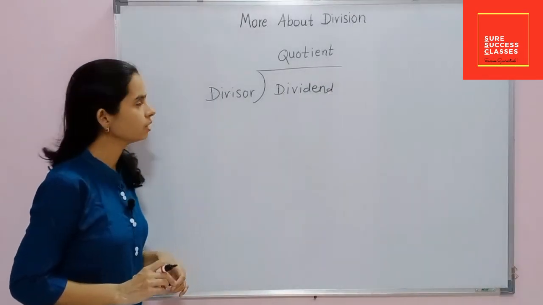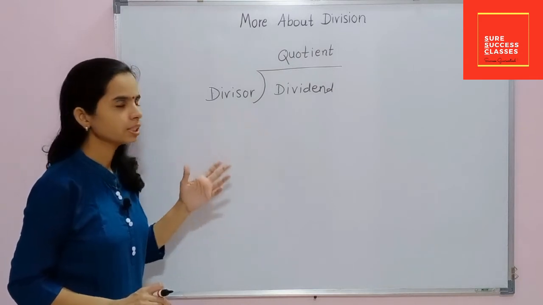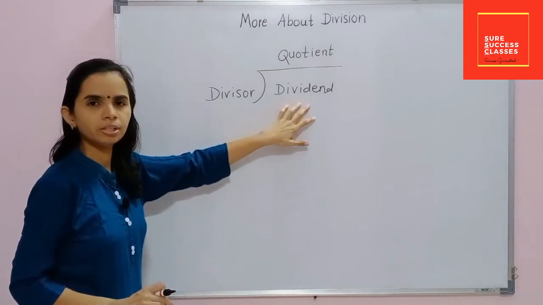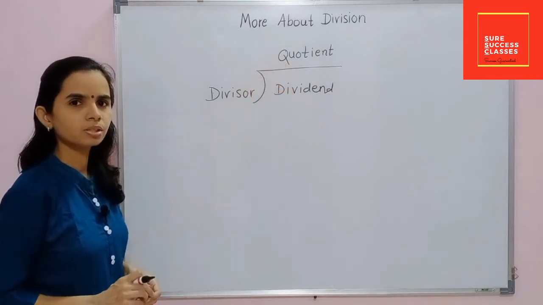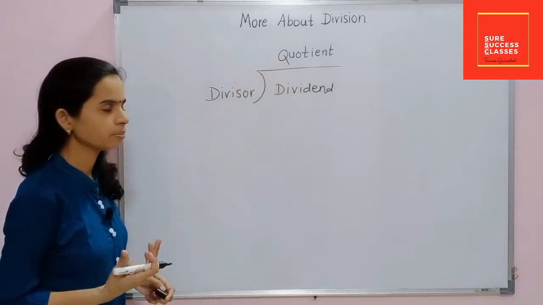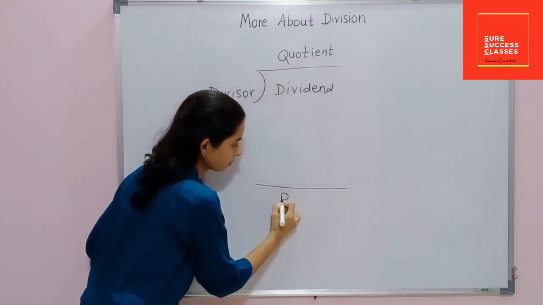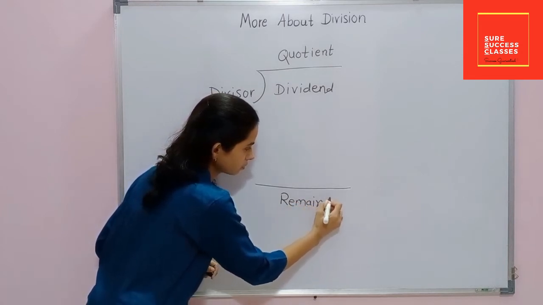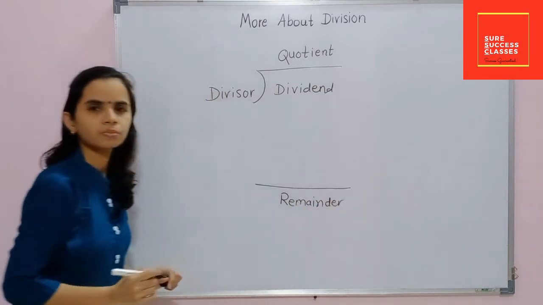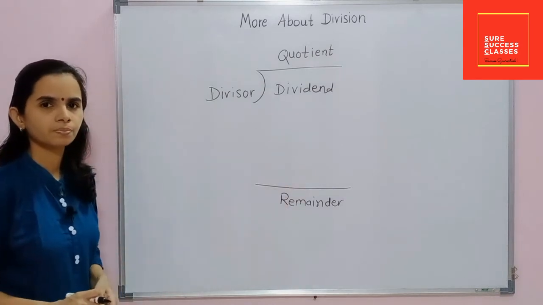Students, we know in the long form of division there are three factors or three family members. Those are dividend, divisor, and quotient. Let me introduce a new factor or new family member, that is remainder. We will see this remainder with the help of examples.